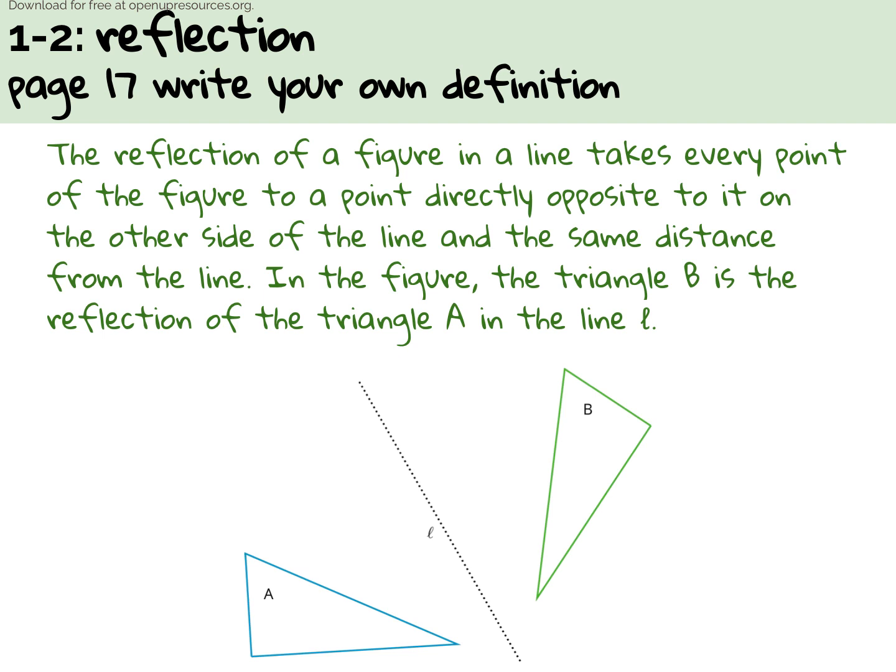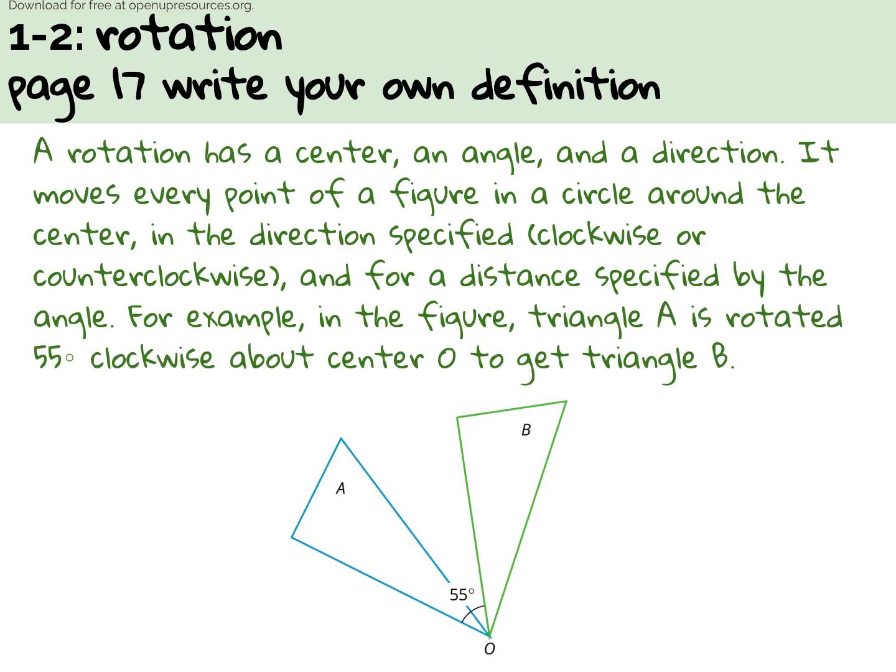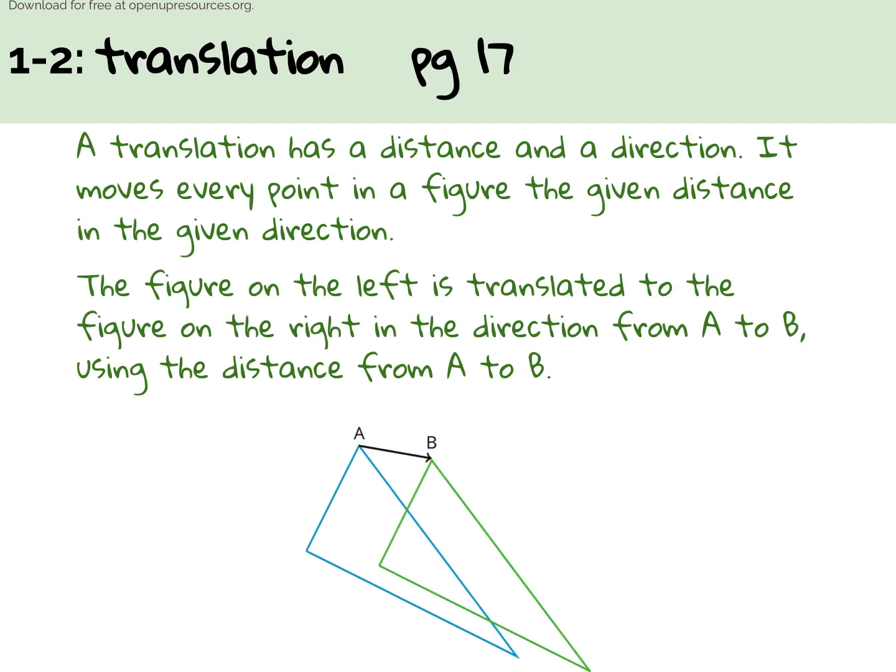So remember, a reflection needs a line to do the reflection. A rotation has a center point. So I'm going to underline this. We need a center point, an angle, and also a direction. We need a center point where it's going to turn, how many degrees it turns, and also which way it turns. So remember, a translation needs a distance and a direction. It is a slide. It needs how far it is going to slide, and also which way.